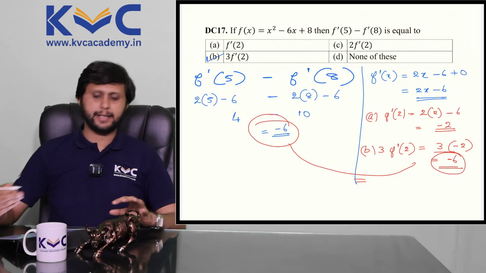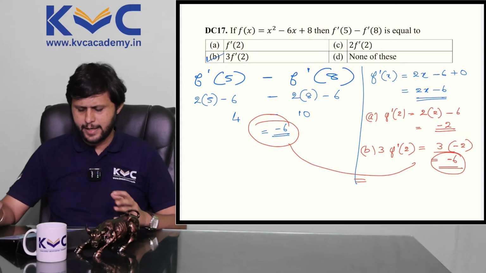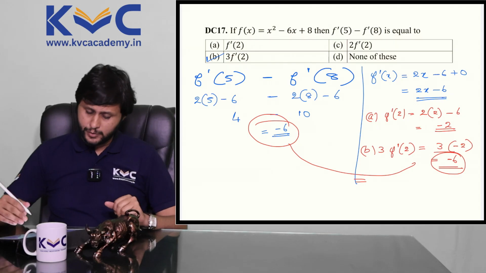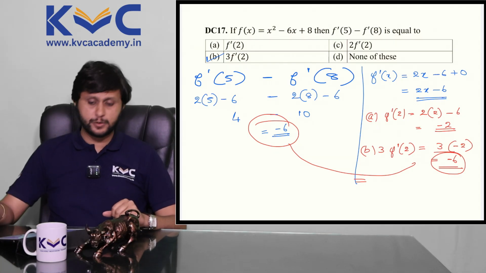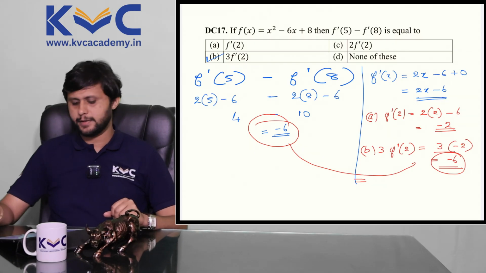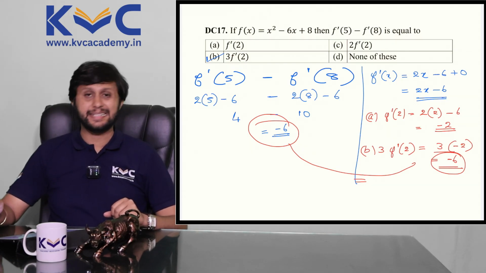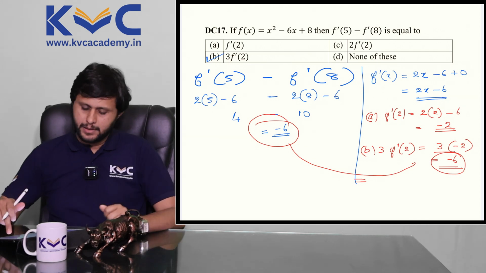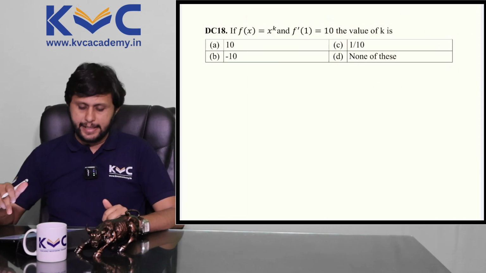It was not there. Then we tried different values. So basically f dash of 2 is all that we had to find out. Either it was f dash of 2 in option A, option B was 3 times f dash of 2, third option was 2 times f dash of 2. So everywhere it was there and we found the answer to be 3 times f dash of 2. That's number 17. Moving on to the next question, question number 18.